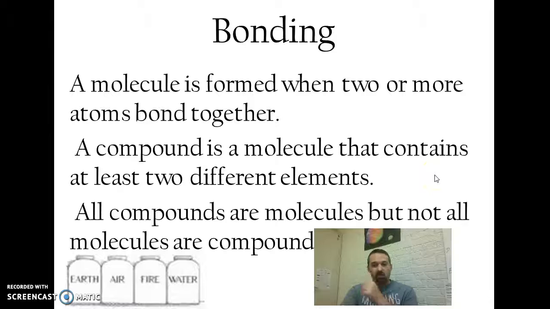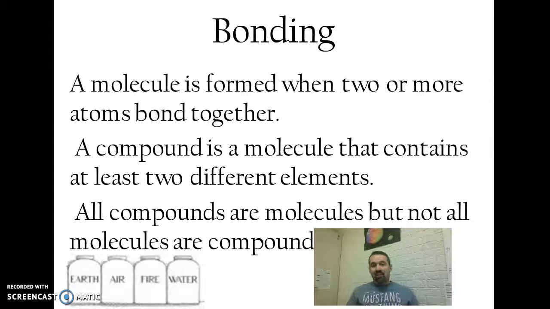Moving right along, we talk about what happens when atoms get together. So that's when bonding takes place, chemical bonding, and we have a couple of things that can form. So first off, a molecule is formed when we have two or more atoms bonded together. All right, so examples of that would be oxygen. Oxygen is O2, so that's two oxygen atoms that have bonded together.